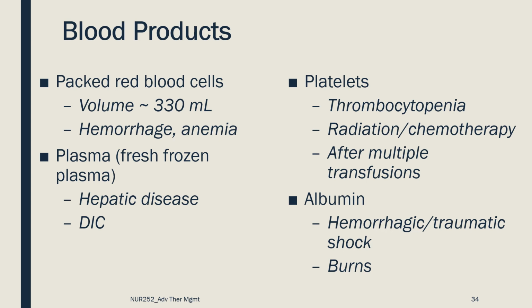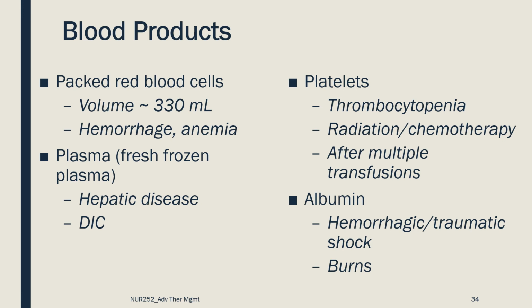Patients with DIC, which is disseminated intravascular coagulation, and sometimes for the reversal of the effects of Coumadin, in which they would have an elevated PT-INR. Platelets can be used as a prophylactic intervention in bone marrow failure, bleeding that occurs with thrombocytopenia, after radiation or chemo, and platelets are often therapeutic for bleeding.